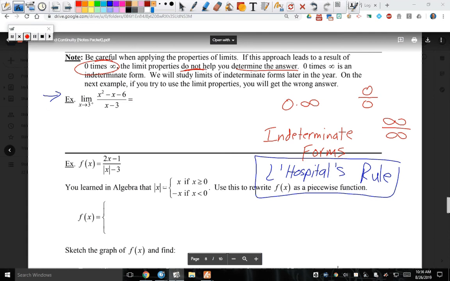let's go to this example and see what we're talking about here. If I plugged in 3 right now, I would get a 0 over 0. So I got to do algebraic manipulation. So x minus 3, x plus 2, factoring, was one of the algebraic manipulation forms that we learned. Because our goal was to try to cancel out the what? The hole in the graph, the removable discontinuity.